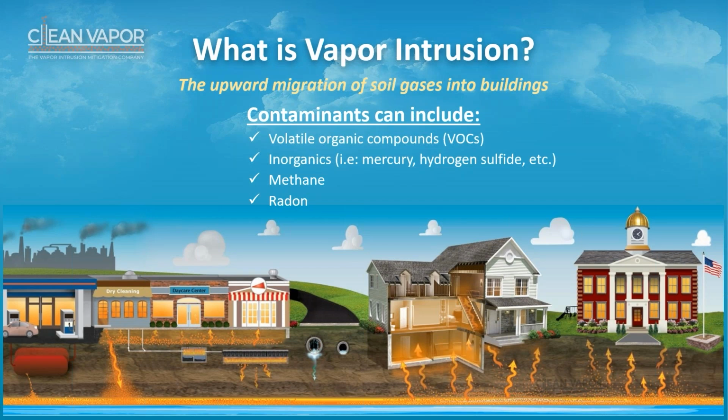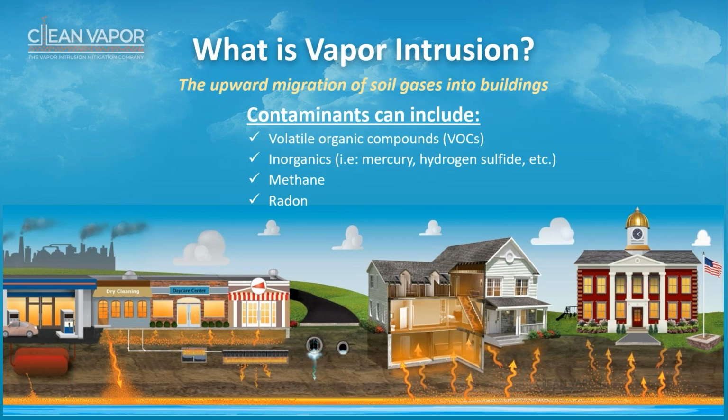So what is vapor intrusion? Well, vapor intrusion is the upward migration of soil gases into buildings. Typically, the things that we deal with are volatile organic compounds: TCE, PCE, carbon tet. We also deal with fuels on the petroleum vapor intrusion side, which are gasoline, diesel, and other types of products. Other possible contaminants are mercury, hydrogen sulfide, and methane, which we're going to talk about a little bit, which is a naturally occurring contaminant, as is radon. But typically what we deal with are the VOCs and the petroleum hydrocarbons.